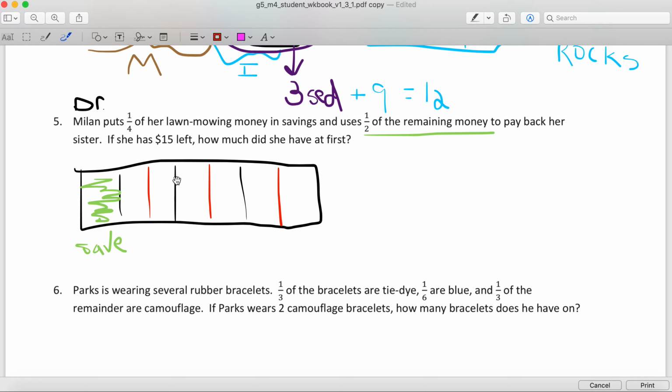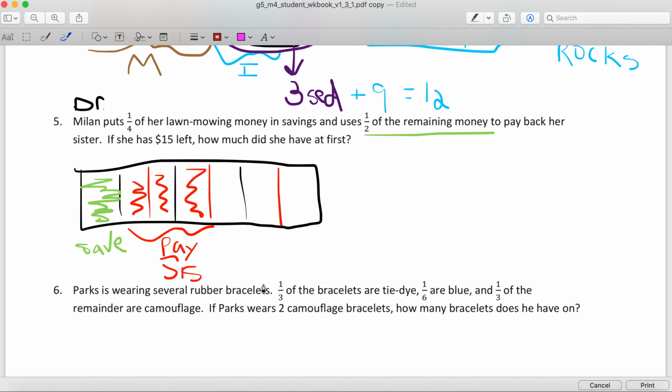So half of what's left, half of this. Now we have 6 parts, so half of that is 3. And the reason why, not that there's $3 in there, but it's 3 parts. So now we know that 3 out of the 6 boxes, I have to pay back my sister. So this is pay sister.